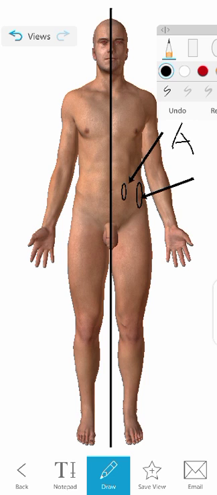So now the next thing we want to look at are anterior and posterior.